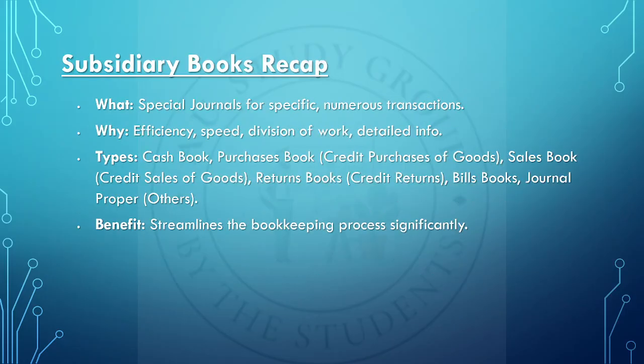Now, let's recap. In summary, subsidiary books are specialized journals that classify and record numerous similar transactions like credit purchases, credit sales, cash transactions, and returns. They make bookkeeping much more organized and efficient than relying on just one journal. Understanding which transaction goes into which book is very key, very important.